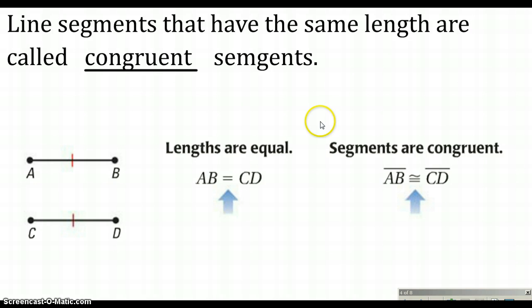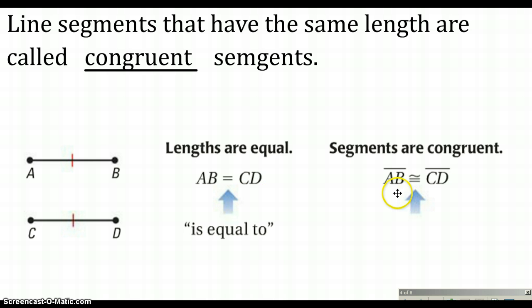So AB is equal to CD in length. If they do not have a bar above it, then it's talking about the length of the segment. And if we're talking about length, we're talking about numbers. For example, if they were 6 centimeters, you would say 6 centimeters is equal to 6 centimeters. So therefore, it's okay to use an equal sign when talking about lengths.